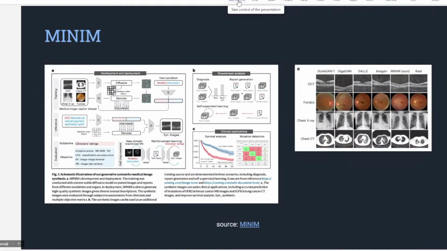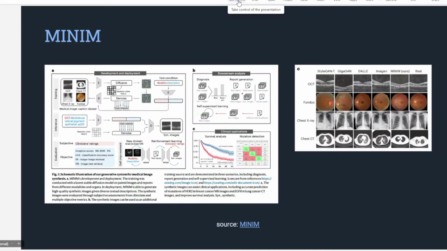And then there was another work called MINIM, which stands for Medical Image Generation via Natural Language Diffusion Models. It's a text-to-image generation model similar to the previous works, and it is designed specifically for radiology. It uses guided diffusion to synthesize medical images conditioned on detailed radiology report text.